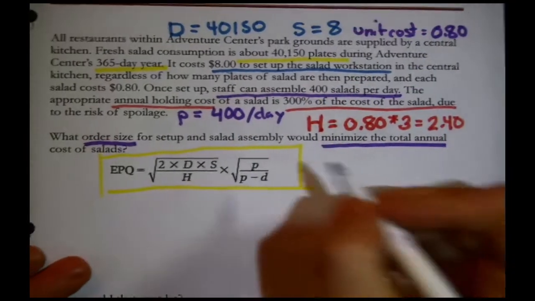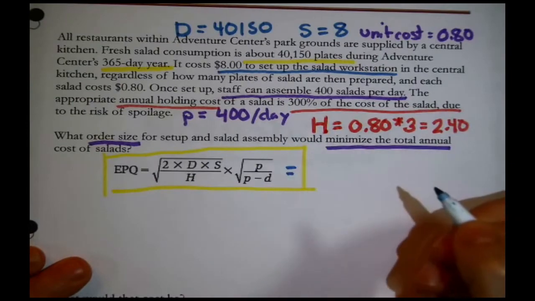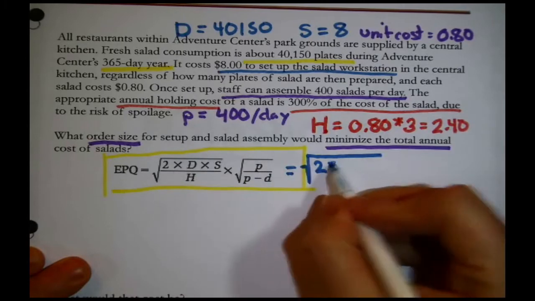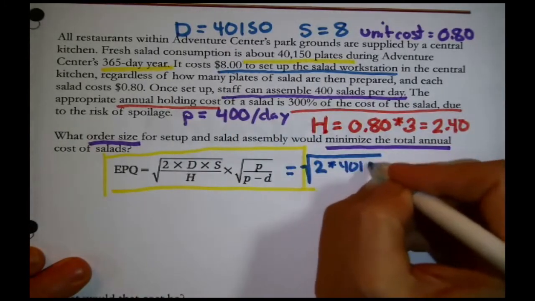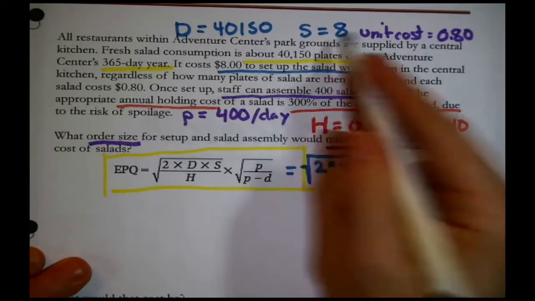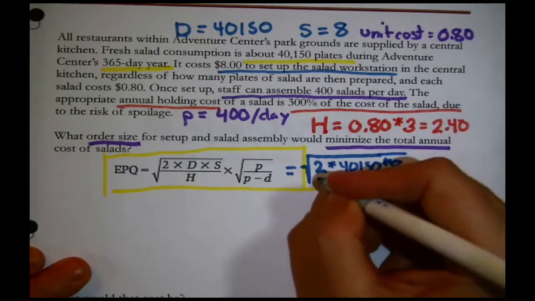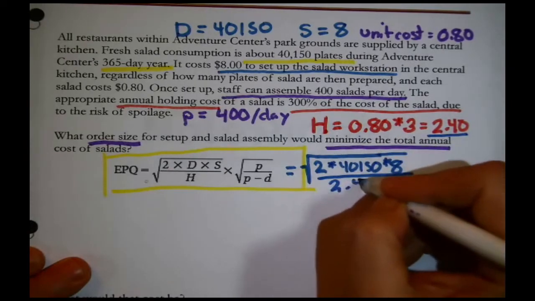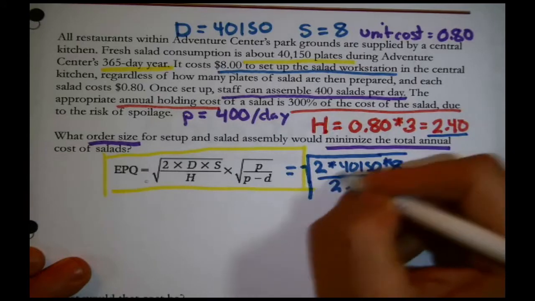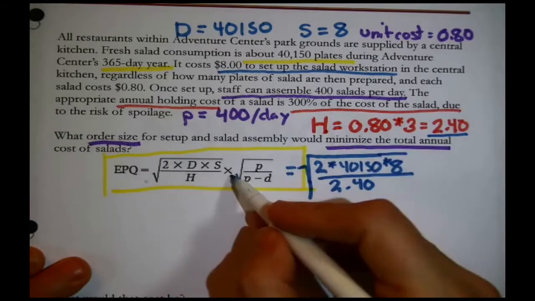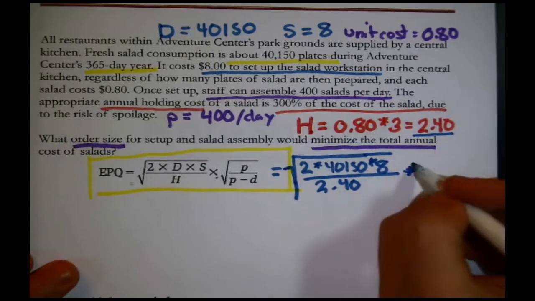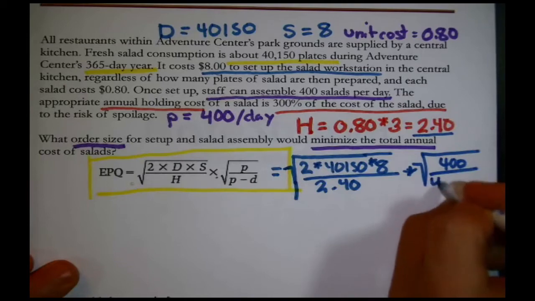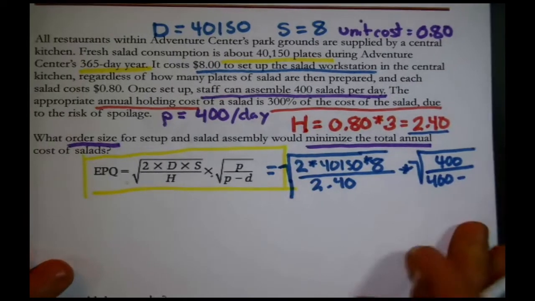So let's see. That means it would be 2 times D. Oh, I've got D, 40,150, times S. Oh, that's right, I had S. That's 8, divided by H. Oh right, and H is that questionable $2.40, but that's what it is. Okay, we do that arithmetic, we take the square root, except wait a minute. That is then multiplied by the square root of p over p minus d, or 400 minus, whoops.